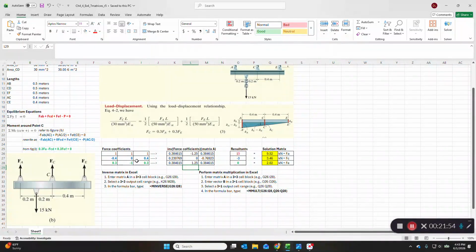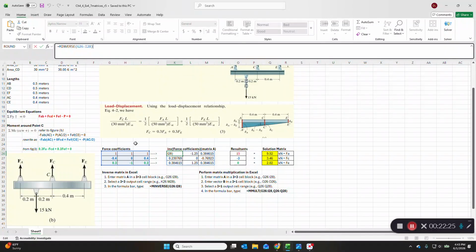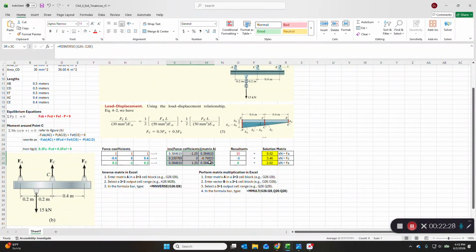So what we can do is take the inverse of the first matrix. We enter the matrix A in a cell block, select an output range. Here's my output range that's highlighted, and just type MINVERSE, matrix inverse, and then the cells that I'm going to calculate it for. So here it's G26 through I28. It's just like this span. And then here's the equation, and there it is, MINVERSE. That will populate this matrix with the inverse matrix of the force coefficient matrix.